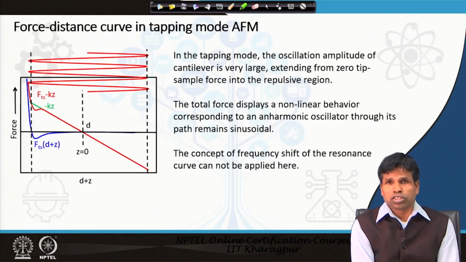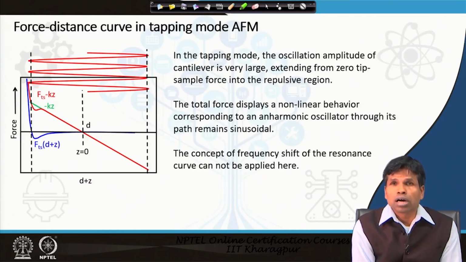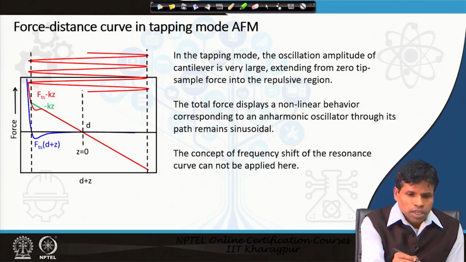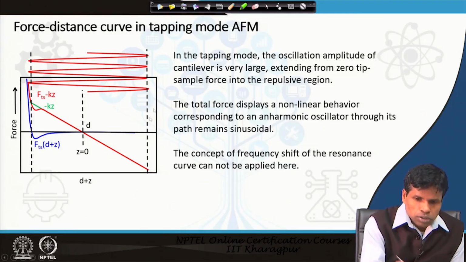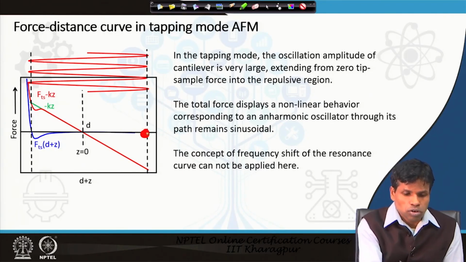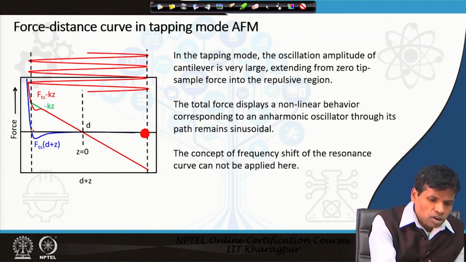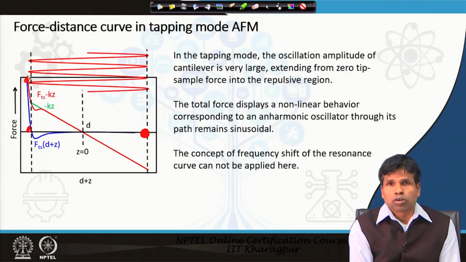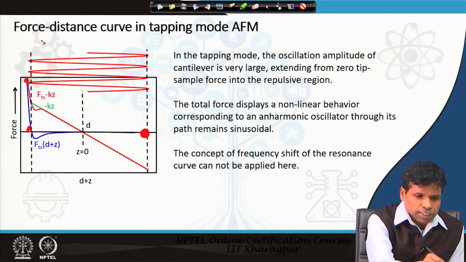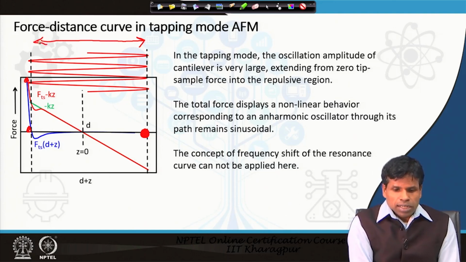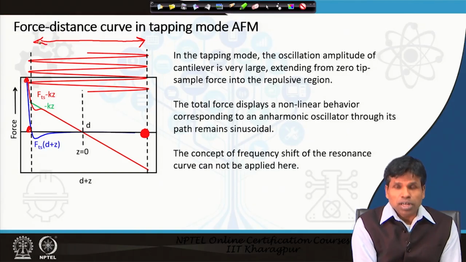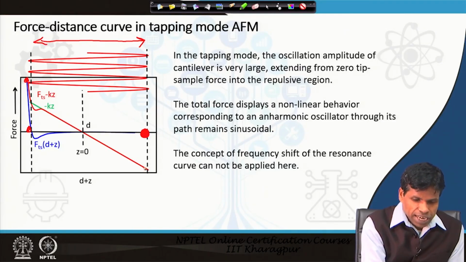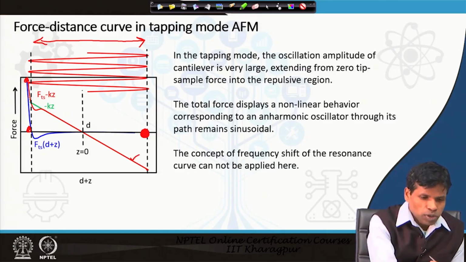So, here you see the force distance curve with a large oscillation amplitude in the tapping mode or intermittent contact mode. So, it is going from a region where there is no tip sample interaction, or almost no interaction here, going to a region of the repulsive region very close to the tip sample surface. So, very large oscillation amplitude here, and if we look at the total force curve, this is the red line going from here to here.